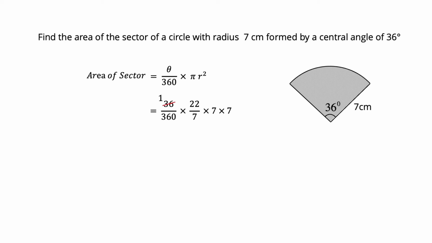360 divided by 36 gets 10. 10 divided by 2 gets 5. 22 divided by 2 gets 11. 7 and 7 are cancelled out. We are left with 11 times 7 divided by 5. The area of the sector is 15.4 cm squared.